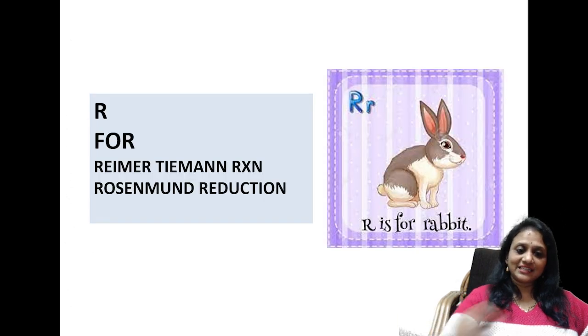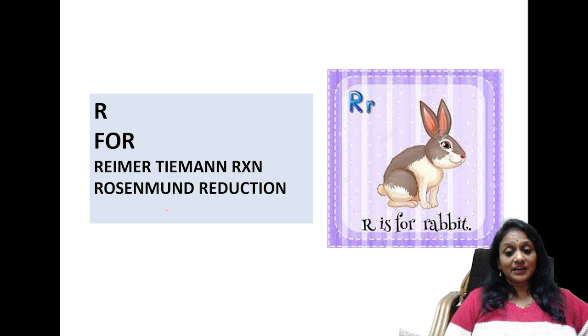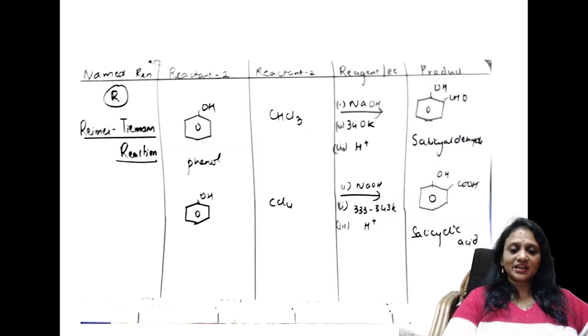Okay, next let us see. R stands for rabbit, as we have learned, and here R stands for 2 name reactions. One is Reimer-Tiemann reaction and the other is Rosenmund reduction reaction. Right. So in Reimer-Tiemann reaction, we all know we'll be taking phenol. Phenol is getting converted to salicylaldehyde, or phenol is getting converted to salicylic acid. These two are the combinations.